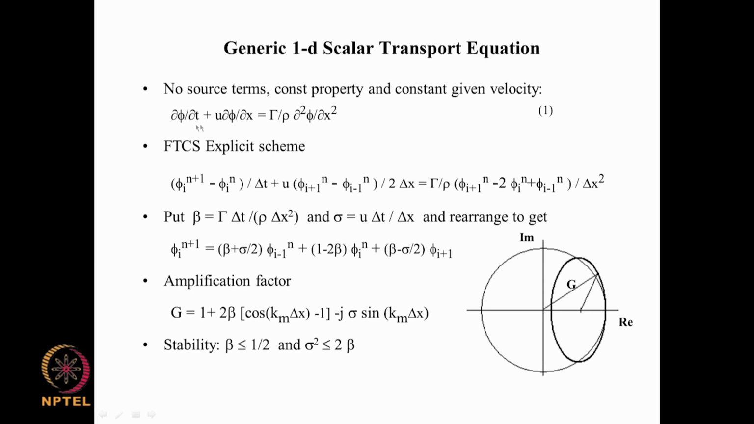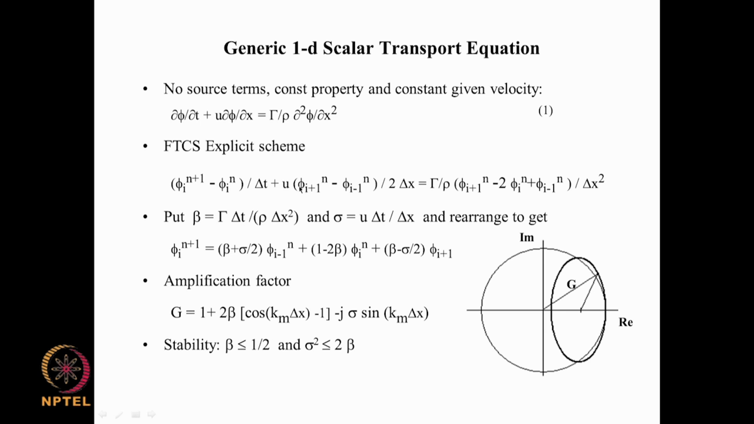And let us consider the simplest possible scheme for this, the FTCS explicit scheme. Therefore, we discretize the time derivative as forward in time, and the space derivatives dou phi by dou x and dou square phi by dou x square using central scheme, and we take the explicit form of this. Therefore, we write dou phi by dou t as phi I n plus 1 minus phi I n divided by delta t.